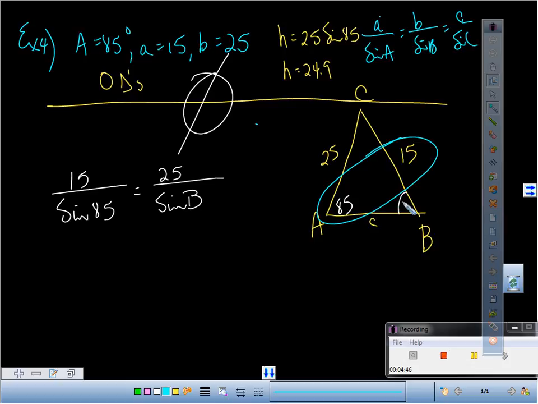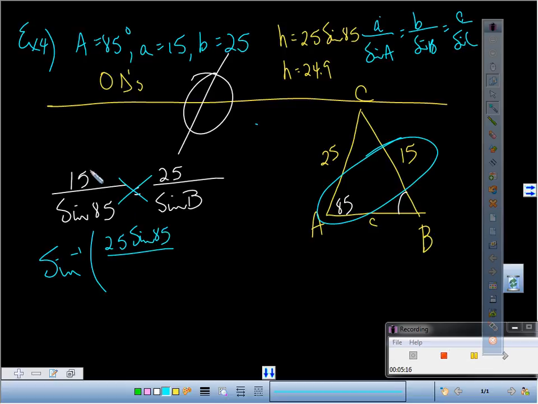Now, here's where your problem came in. I'm looking for B. If this is a big B, what does it stand for? An angle. When you're looking for an angle, what do you have to use in your calculator? Inverse sine. Okay? So what you should have done next is say inverse sine of all of this, whatever it is, when you cross multiply, okay? The two that you know go on top.